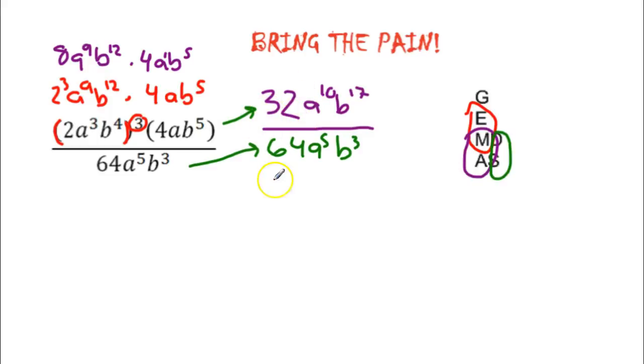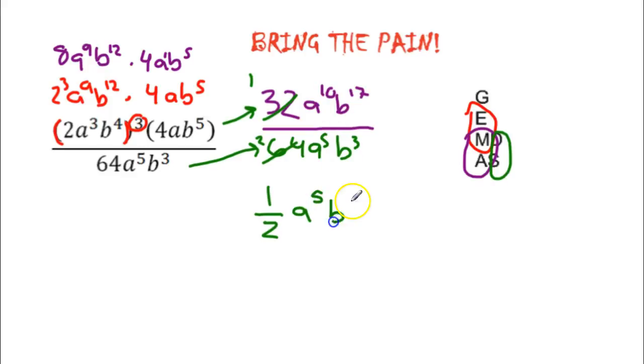So first, I've got 32 and 64. They're different bases, but can I simplify these? Yeah. 32 goes in 32 one time. 32 goes in 64 two times. So this is really 1/2. Now we've got the exponents and the bases. So these both have a base of a. 10 minus 5 is 5.